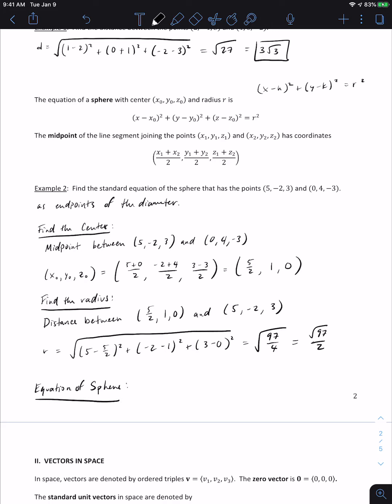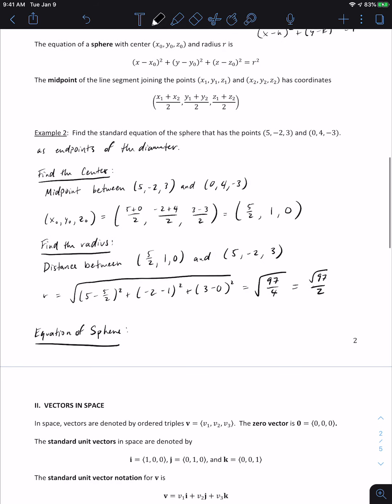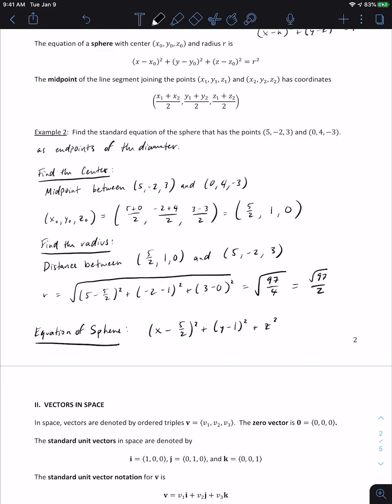So again, we just take x minus the x value of the center squared, and then the same thing for y and z, and set that equal to r squared. So I would get x minus 5 halves quantity squared plus y minus 1 quantity squared plus z minus 0, so that's just z squared, is equal to my radius squared. If I square my radius, I end up with 97 over 4. So that is the equation of my sphere in 3-space.